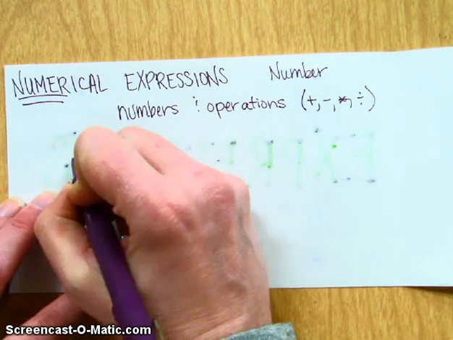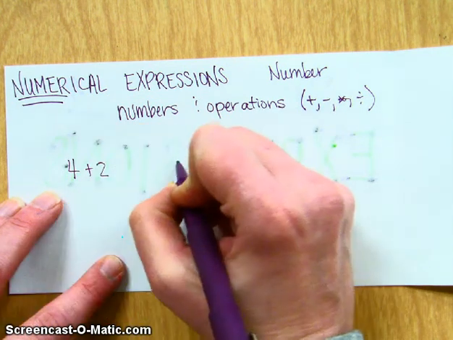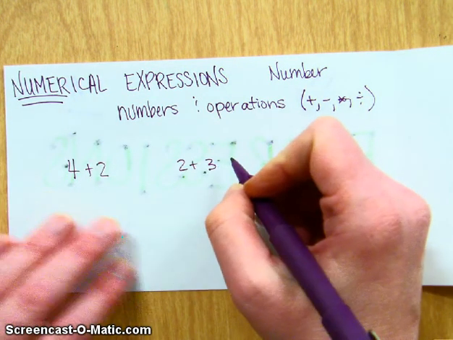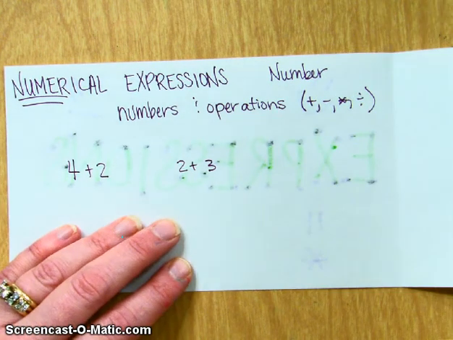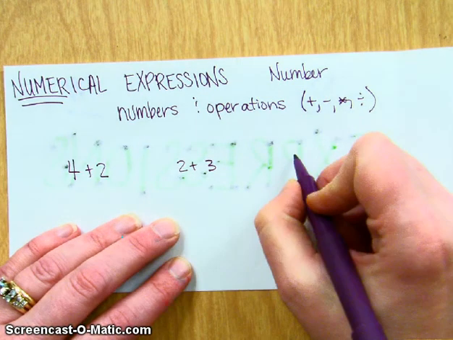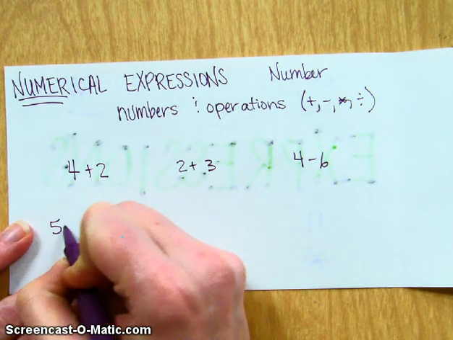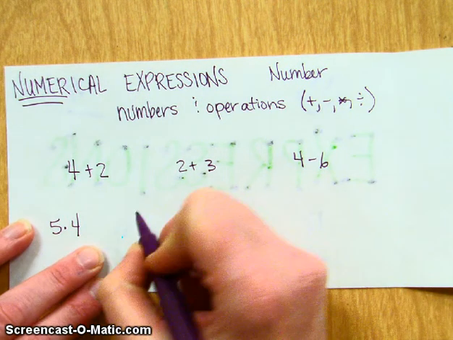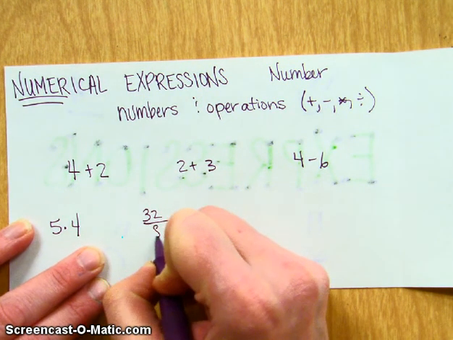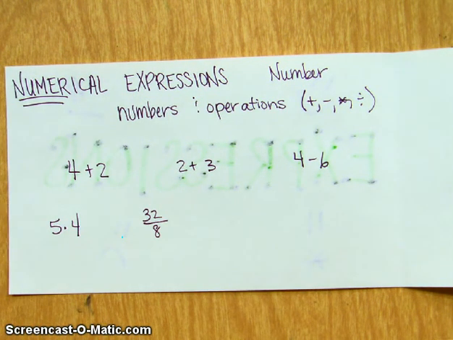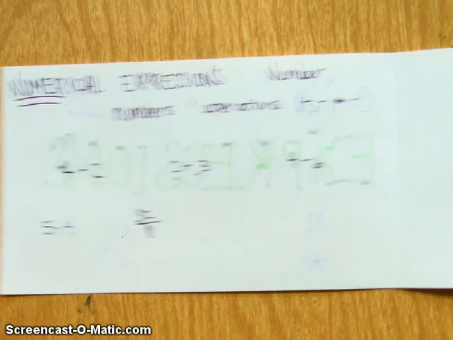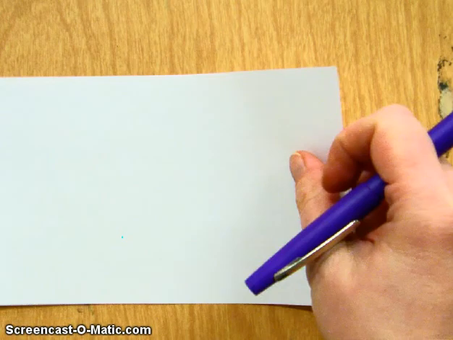So we're looking at 4 plus 2, 2 plus 3, 4 minus 6, 5 times 4, 32 divided by 8. These are all numerical expressions. And that's all there is to those. Now, let's go to the right side of our foldable and look at algebraic expressions.